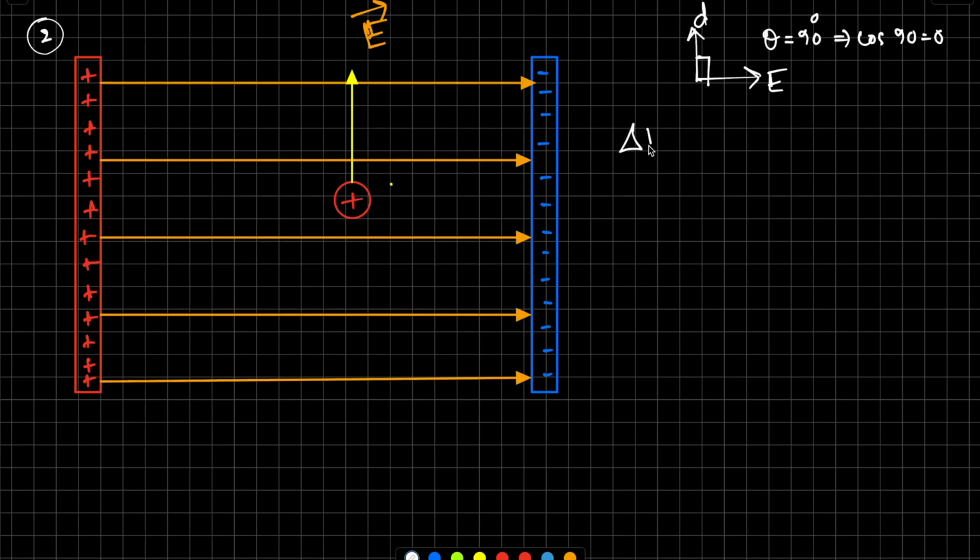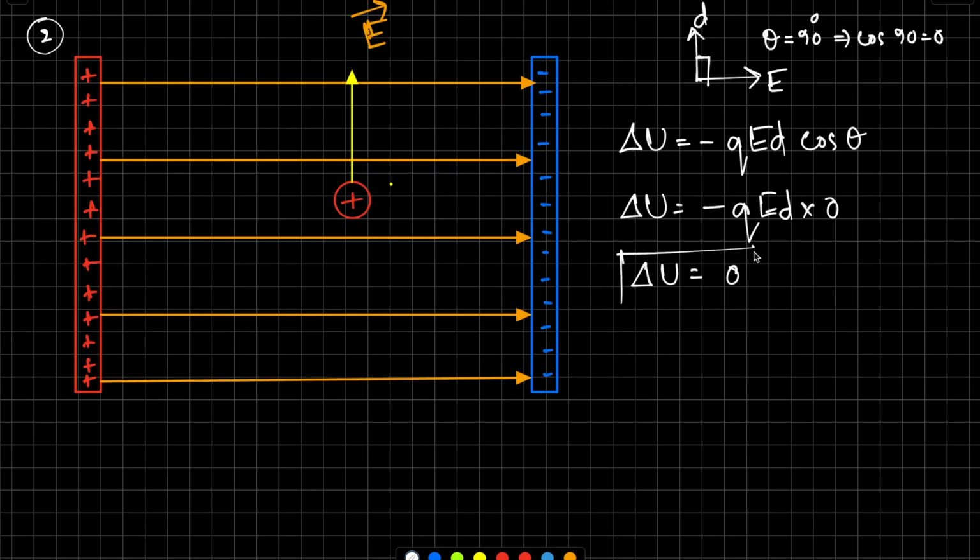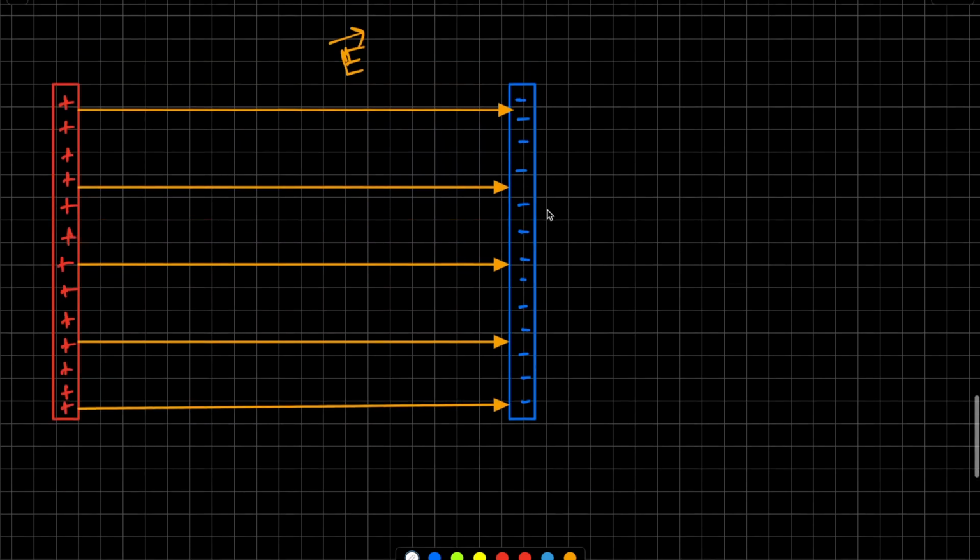Our equation for delta U is minus QED cosine theta. So delta U equals minus QED times cos theta, which is 0 because theta is 90, so times 0, so delta U equals 0. There is no change in potential energy. It will be the same. Okay, now case number 3.